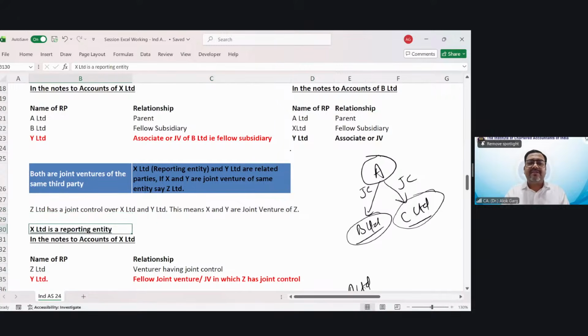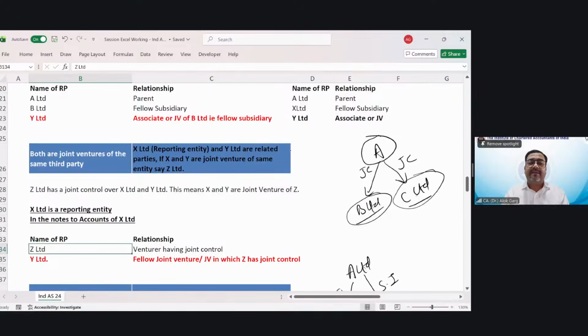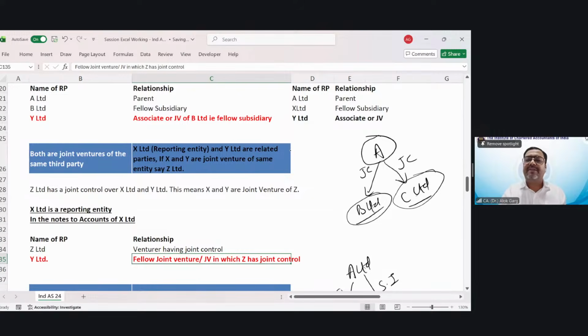So X Limited is a reporting entity. In the notes to accounts of X Limited, who is the related party? Z Limited is a related party who is a venturer having joint control. And Y Limited is also a related party who is a fellow joint venture, meaning a JV in which Z has the joint control.